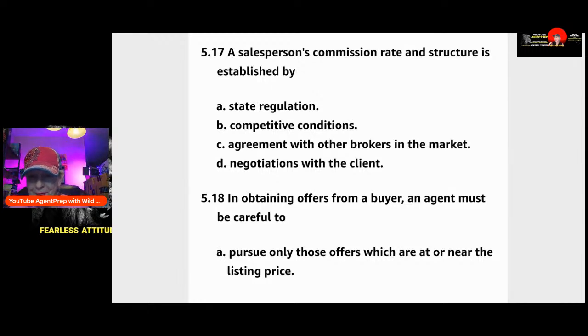Hi, Taylor. No, the answer is not C. Agreement with other brokers in the market, no. It's only within our own broker and our clients. So the answer is B. We cannot be cooperating with other brokers and try to be the only ones that charge 3%, 4% because we want to get more listings. That is not legal. That is illegal.